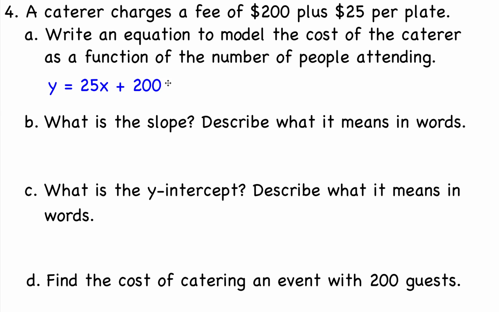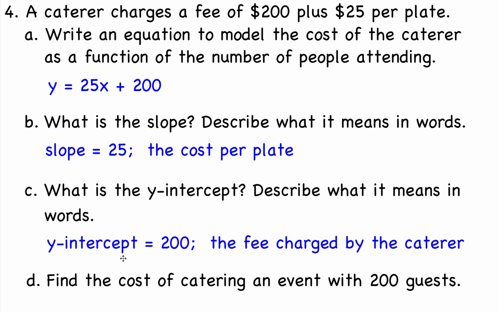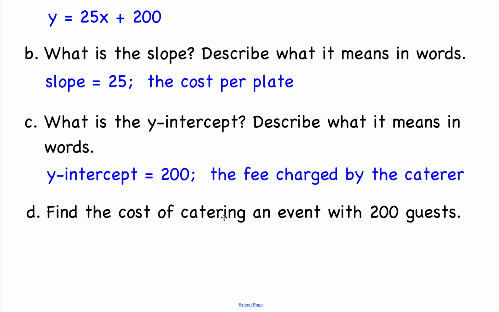So this is in slope-intercept form, where the slope is the number in front of x, so that's 25. And in words, what that means is the cost per plate. What is the y-intercept? The y-intercept is 200. And what does it mean in words? Well, that's the fee that the caterer charges, the flat rate fee.